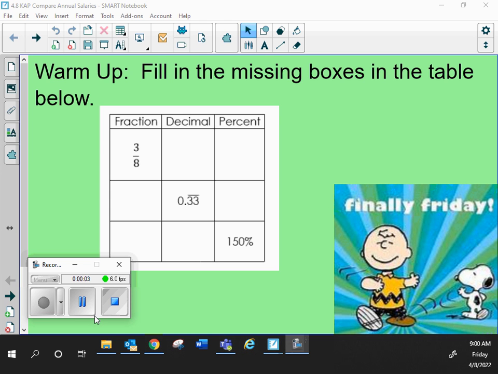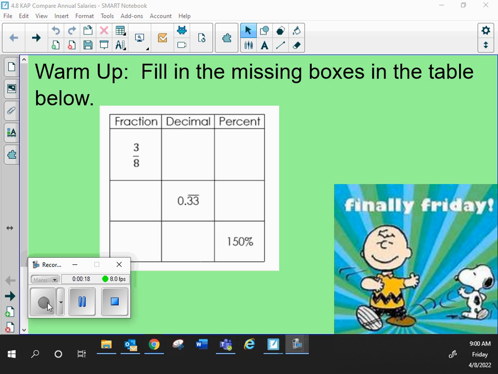Good morning, guys. Today is Friday, April 8th, last day of the 6 weeks. For KAP, please complete this one. You're completing the fraction, decimal, and percent of each number, given all that kind of stuff. Pause and play when you're ready.